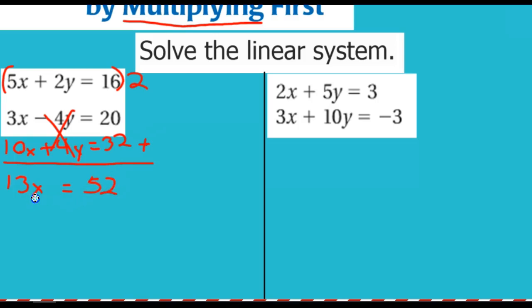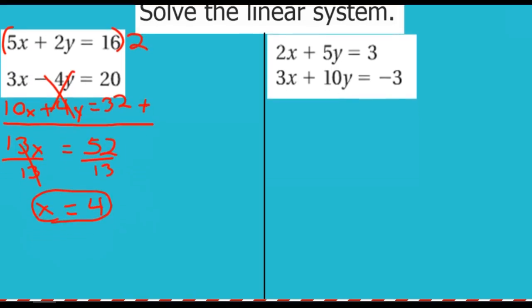So then all we need to do is divide by 13 to find out what our x is. So if I divide 52 by 13, I get x equals 4. So now I know what x is. Now we can take that 4 and substitute it into one of our equations to find out what y is.